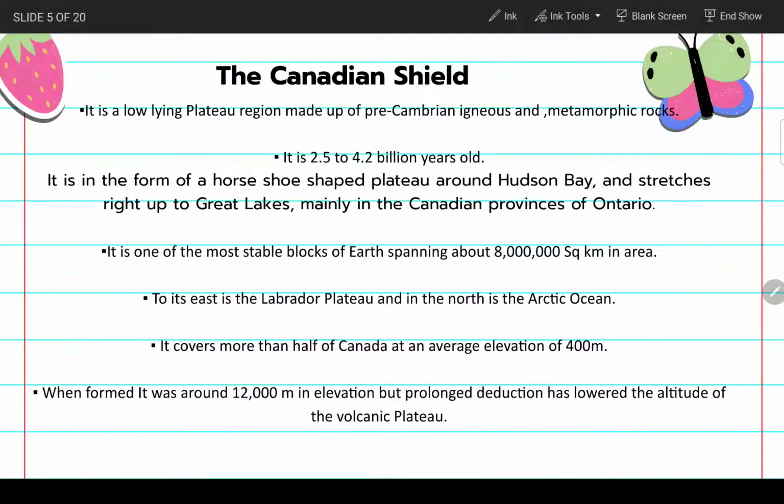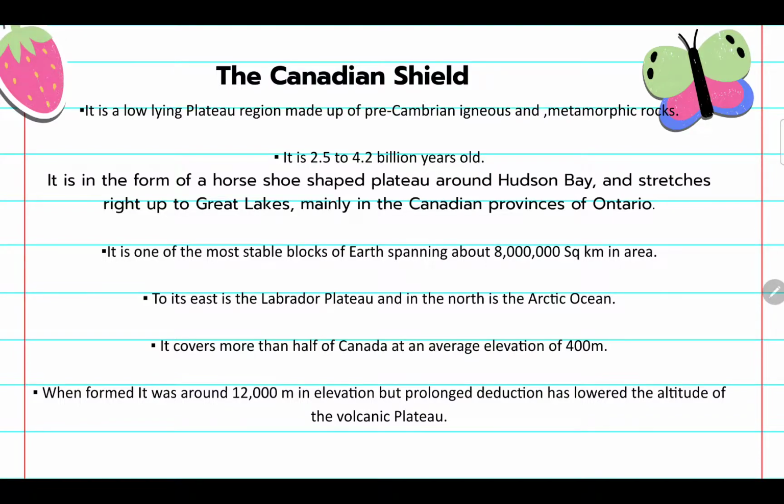Canadian Shield is a low-lying plateau region made of Precambrian igneous rock as well as metamorphic rocks, and this shield is 2.5 to 4.2 billion years old. It is very old. It is in the form of a horseshoe shaped plateau.